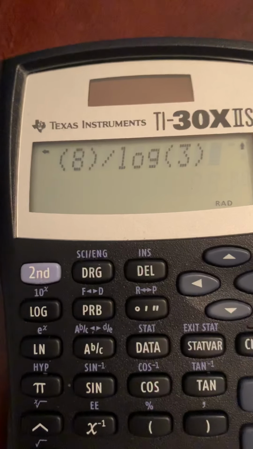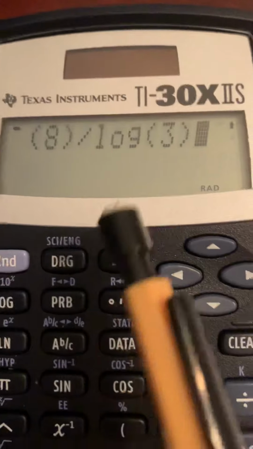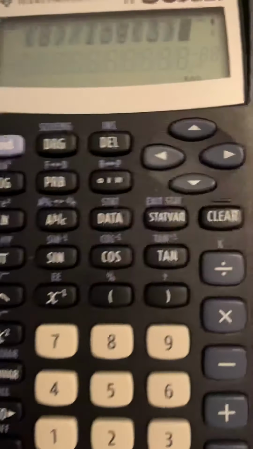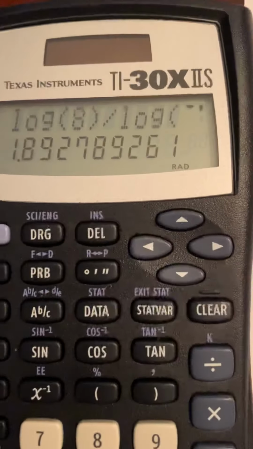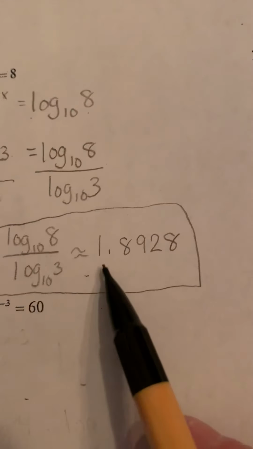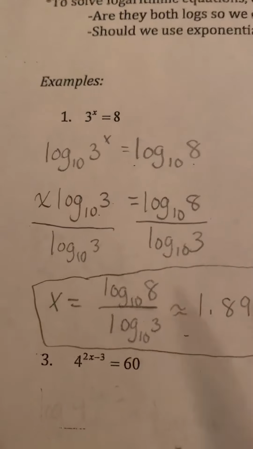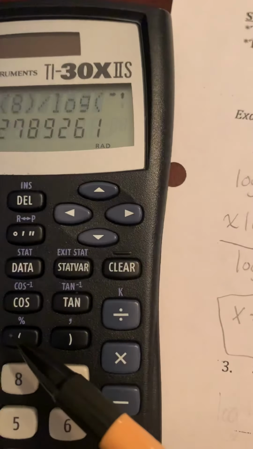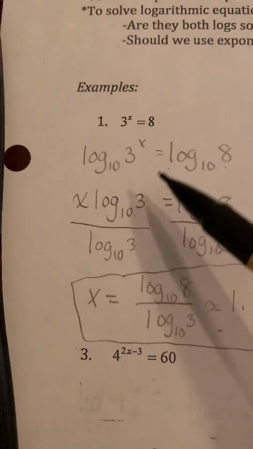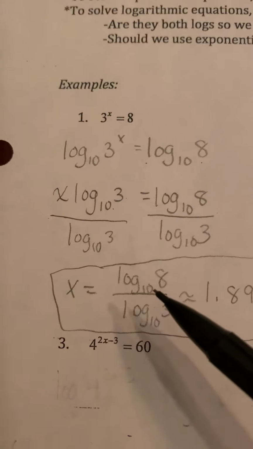Where I last left off, and that's by plugging in the log base 8 divided by log base 3. When I do that, we get approximately 1.8928. So we can write our approximation. Now remember, I think everyone should have access to a scientific calculator, but if you don't, you can always show all your work and get to the exact value. Okay, so make sure you're doing that.